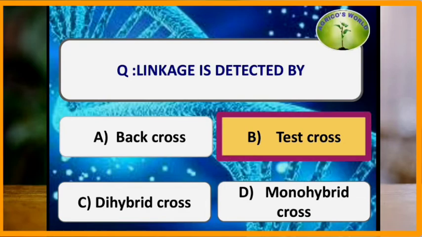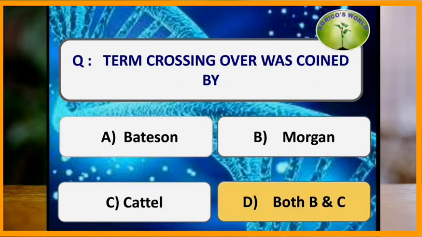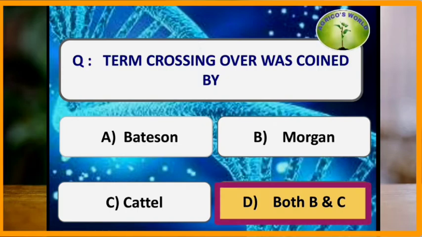Linkage is detected by the test cross, because when there is linkage there will be a deviation from the test cross ratio, as there will be a higher frequency of parental types. When the test cross is conducted, genes that are linked show a deviation from the 1:1:1:1 ratio. The term crossing over was coined by Morgan and Castle.